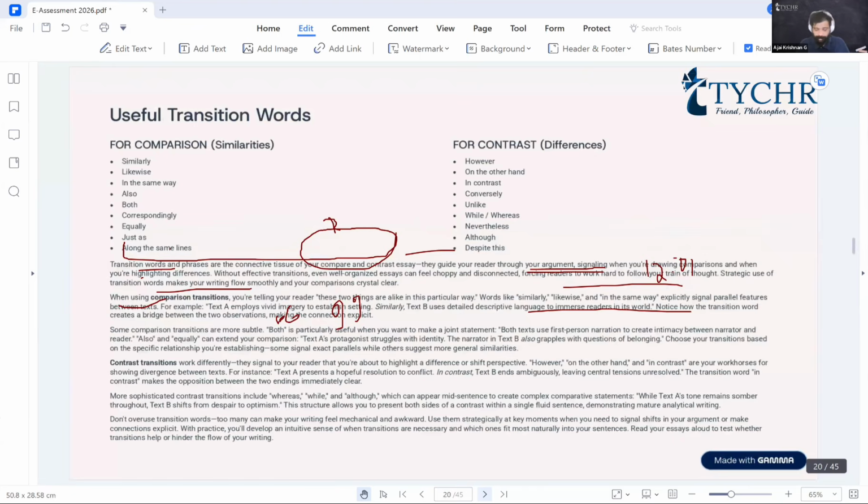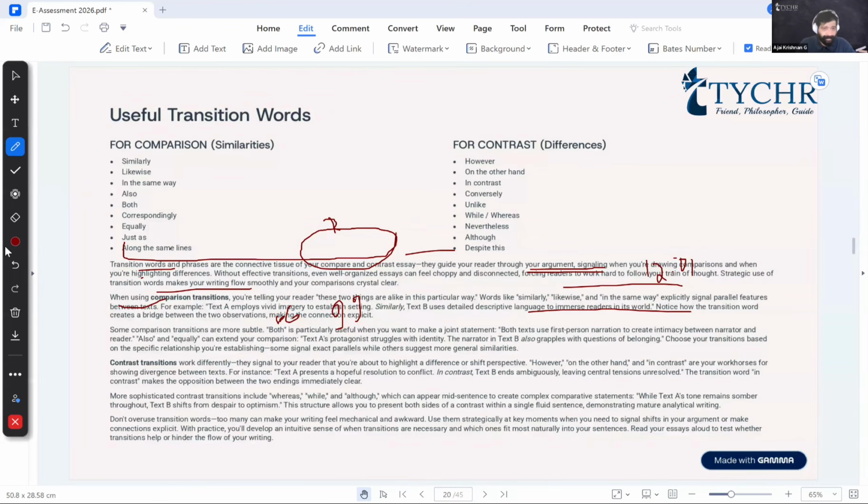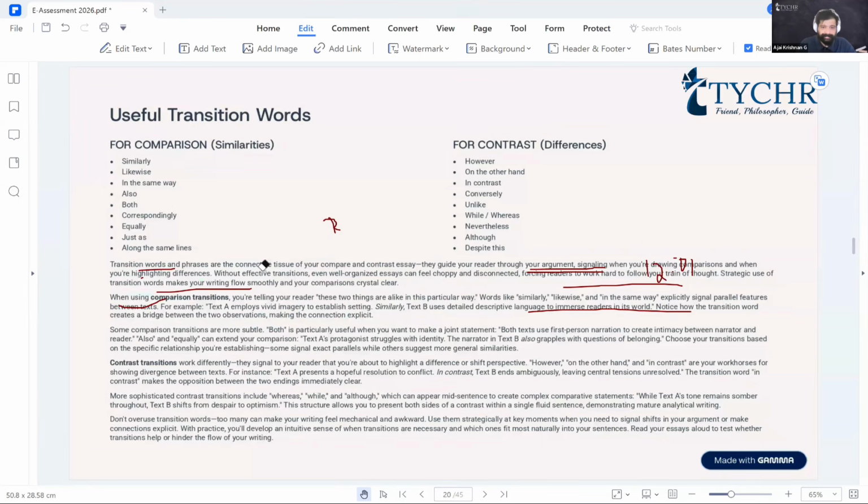Yeah. So usage of transition words. This becomes very important when you write a comparative paragraph, mostly with any paragraph, even a contrasting paragraph. But make sure that you use them appropriately in your responses. So as you see, similarly, likewise, in the same way, also, both, correspondingly, these kinds of comparative transition words, make sure that you use them at the right moments to bring in the connection.